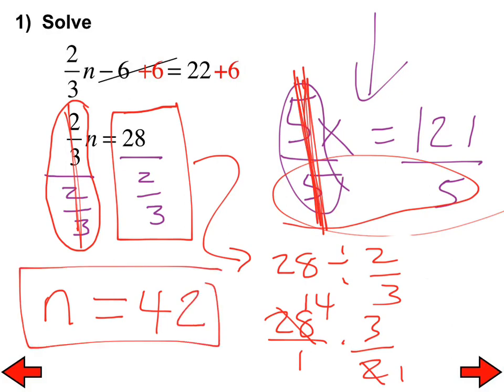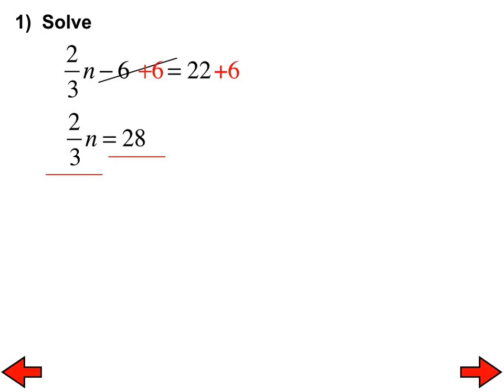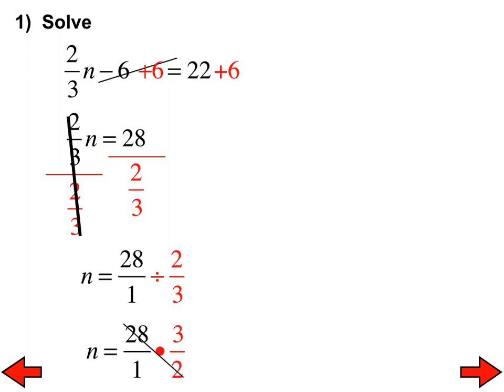The thing that you need to make sure of is that you write that correctly, which looks like that, and then from there, figure out the answer to that division problem. So one more time. I divide both sides by 2/3. I then need to figure out what 28 divided by 2/3 is, turn it into a multiplication, cross divide where you can, and then simplify. Okay, everybody try number 2.